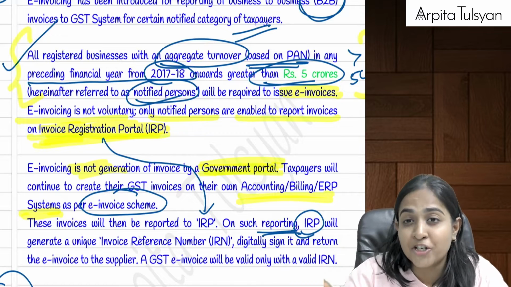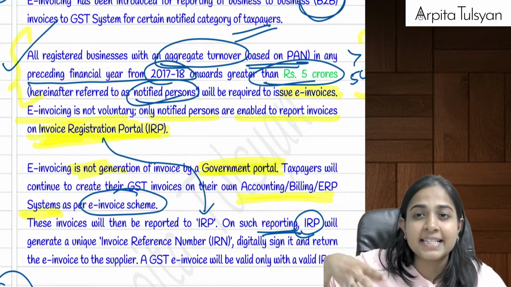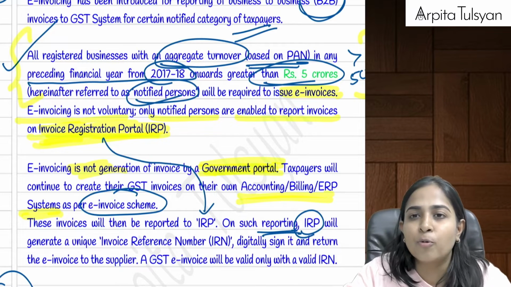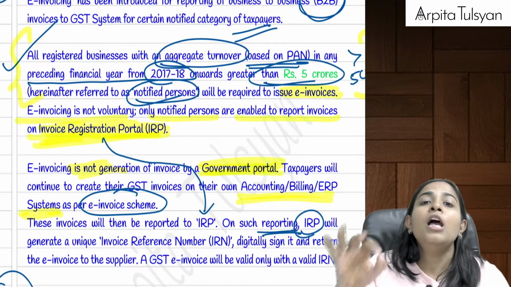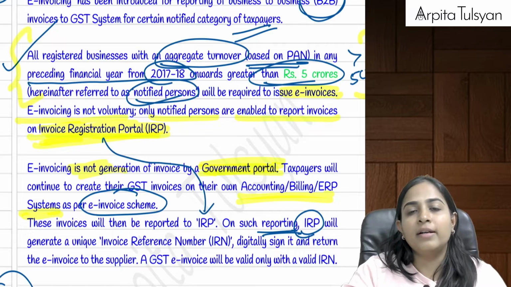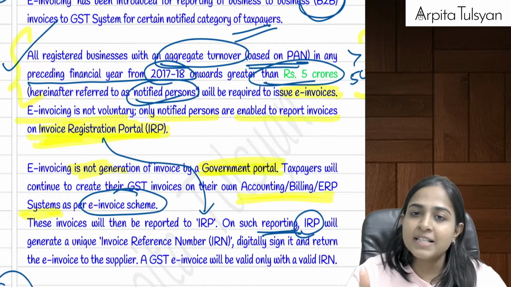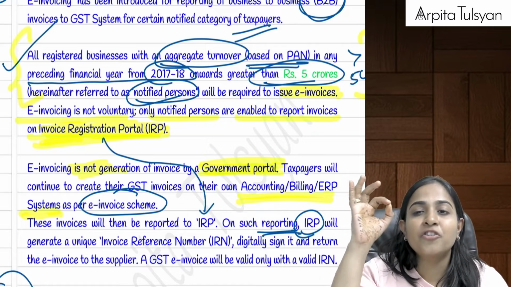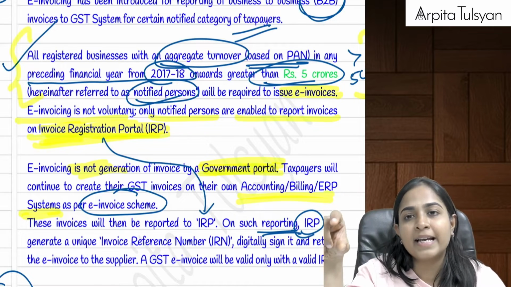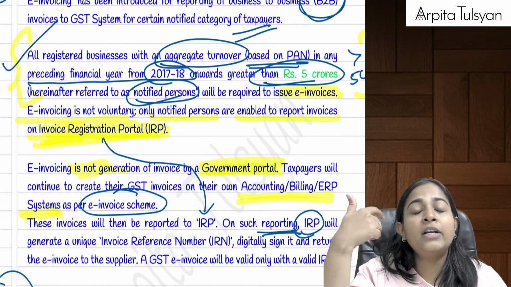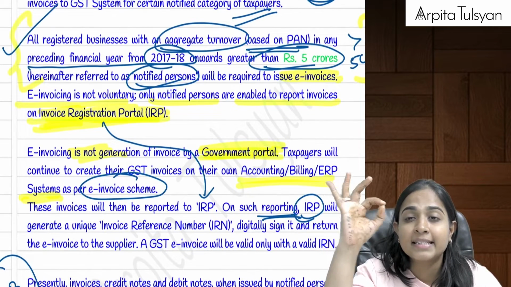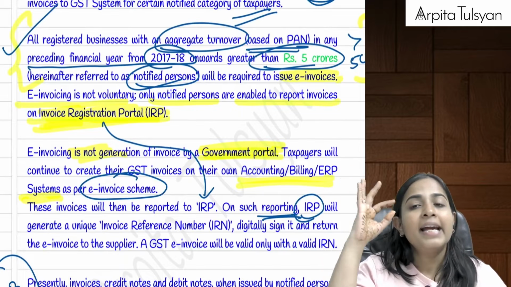invoice registration portals. Government has created 10 such websites, E-invoice 1, E-invoice 2. Government has created 10 such portals. You go to that particular portal, you import your data from JSON. If it is validated, if all your data is correct, then the invoice registration portal, basically that particular website, will validate your data. It will give you a number called the invoice reference number, IRN, a 64-character hash that is generated.